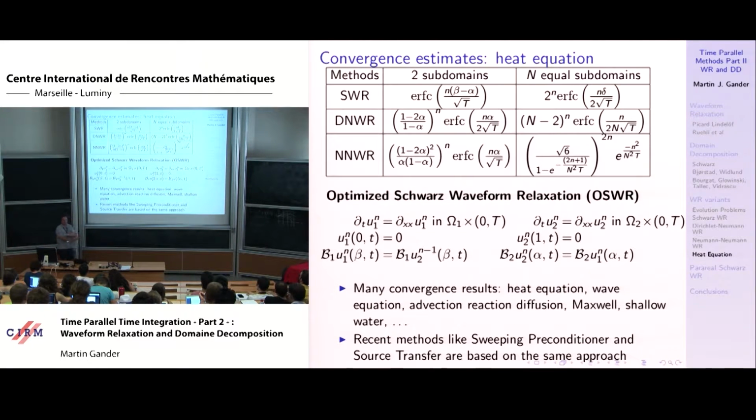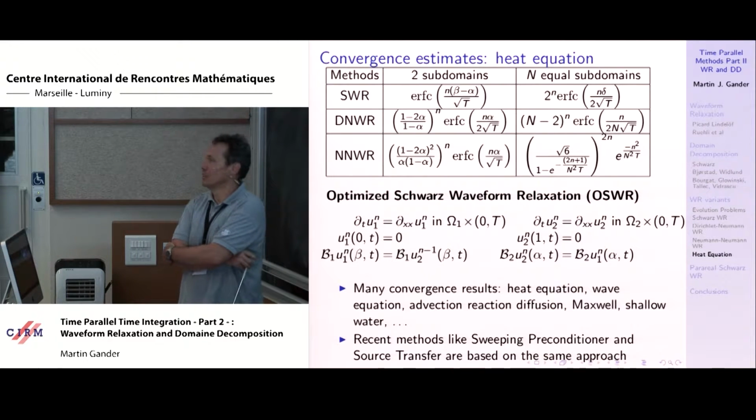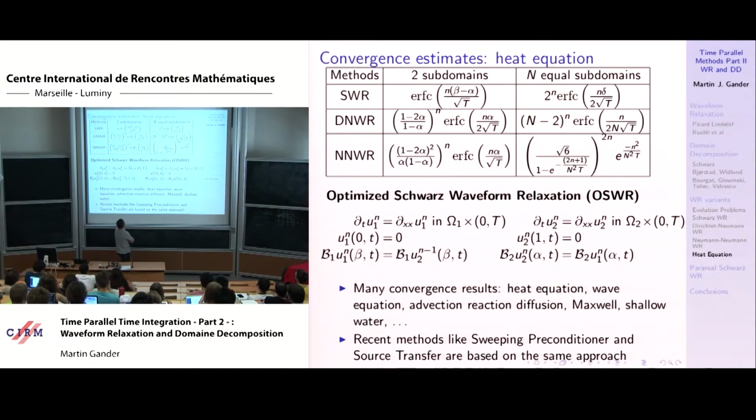Now, this slide is containing results for about 10 years of work. This is the study of convergence of these algorithms for the heat equation. This is pretty hard. This is a lot of kernel estimates. The first of these results I got in my thesis for Schwarz waveform relaxation for 2 subdomains and n subdomains. You see the convergence is exponential, so it's super linear. It's an error function complement. It depends on the overlap. You see beta minus alpha.